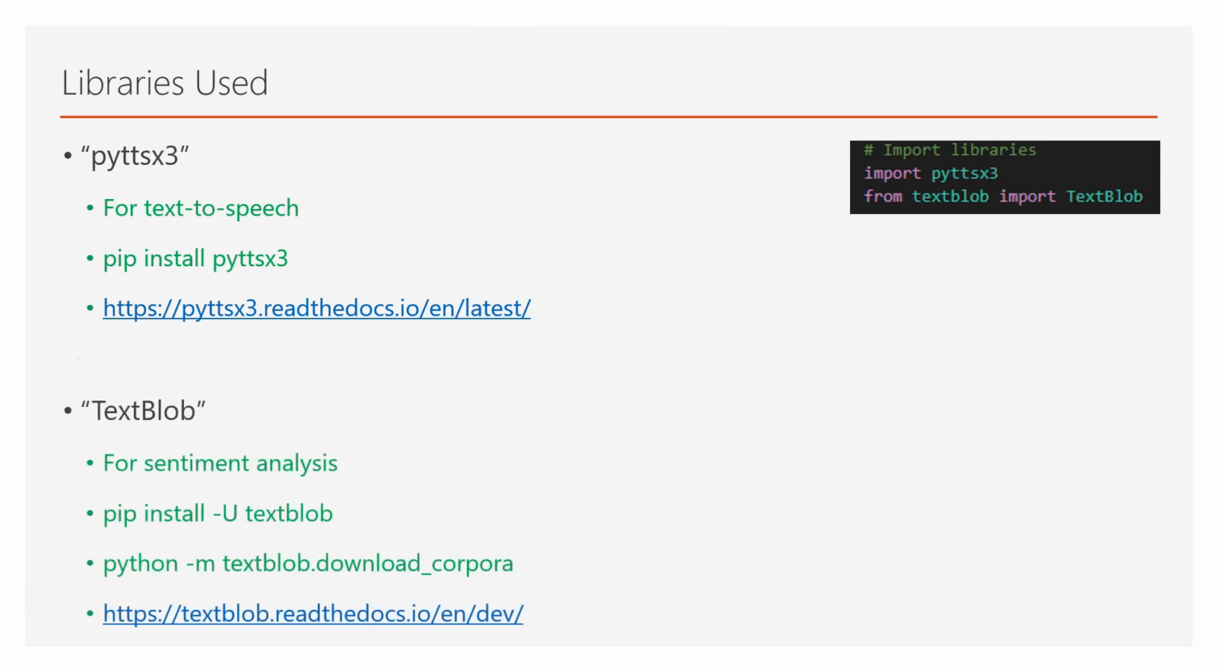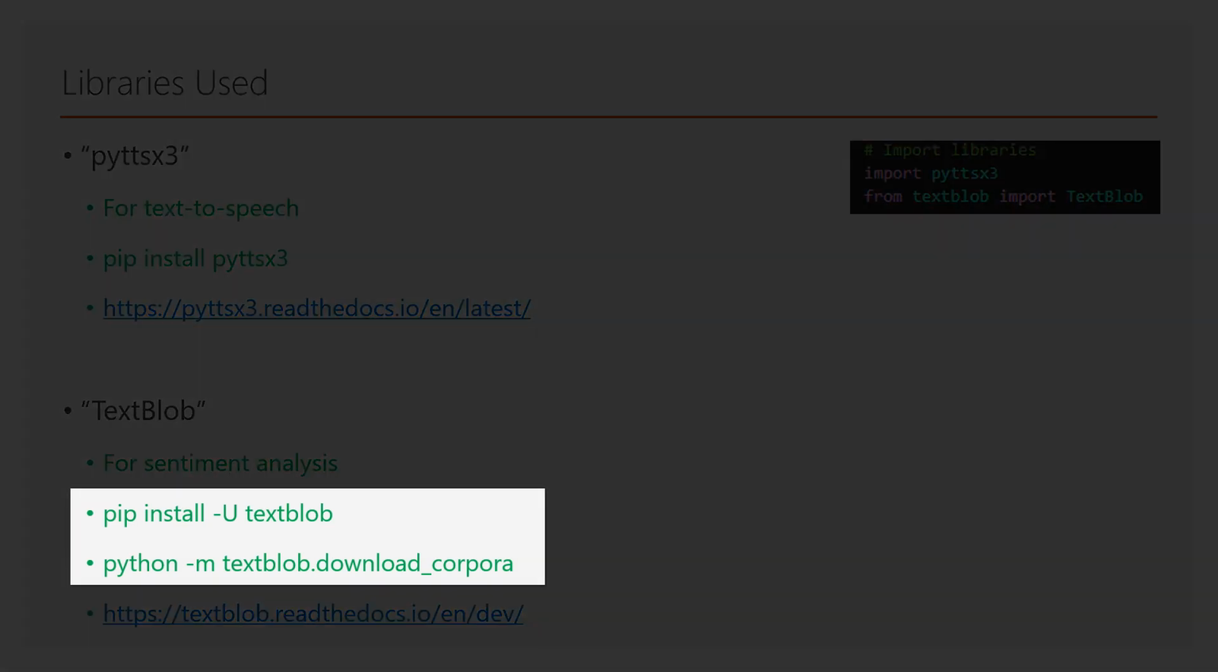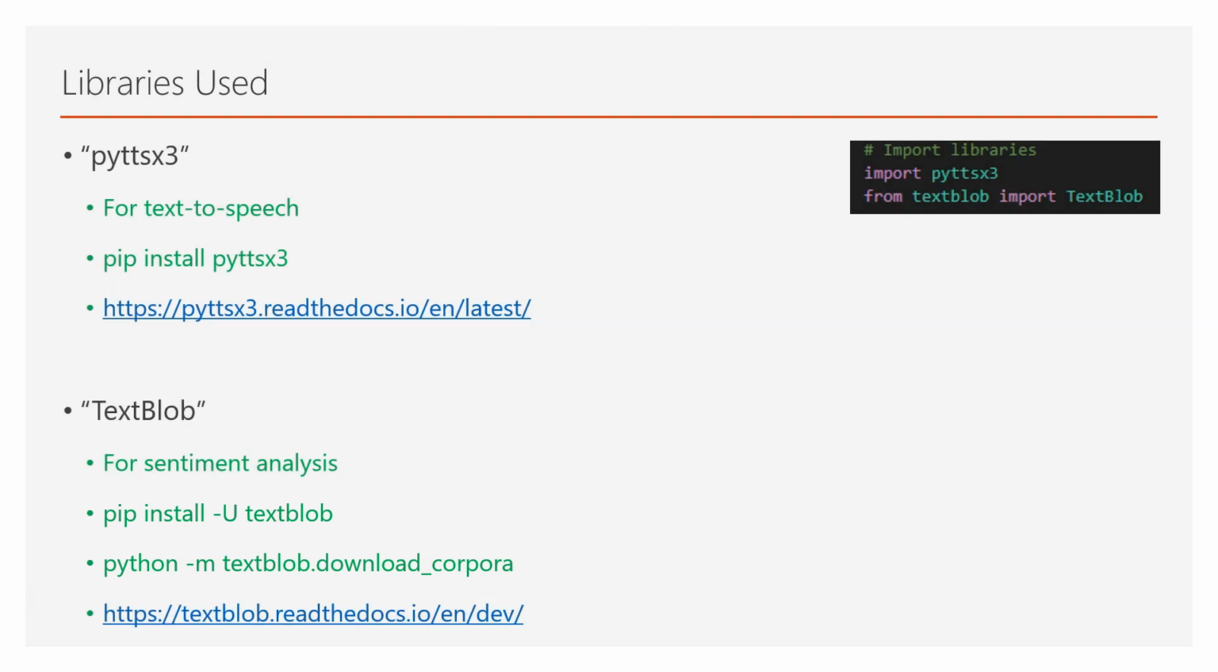Also, we'll be installing and using the TextBlob library for sentiment analysis, and by using the below two commands, we can install this library, and you can also learn more about this library and how you can use it by following the below link. Now, before jumping into the live demonstration, let's talk about the structure of our code in order to better understand how I developed this simple yet powerful AI application.